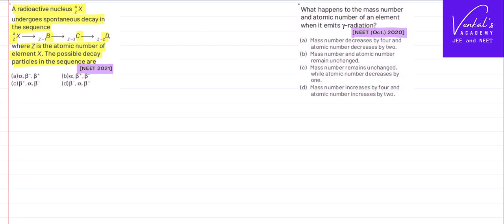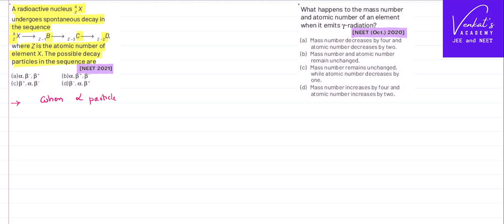To understand that, let us see what happens in radioactivity so that you will be able to identify the answer. A heavy nucleus like radium or thorium emits rays from the nucleus called alpha, beta and gamma rays. So, when an alpha particle is emitted, what happens? Let us try to understand.